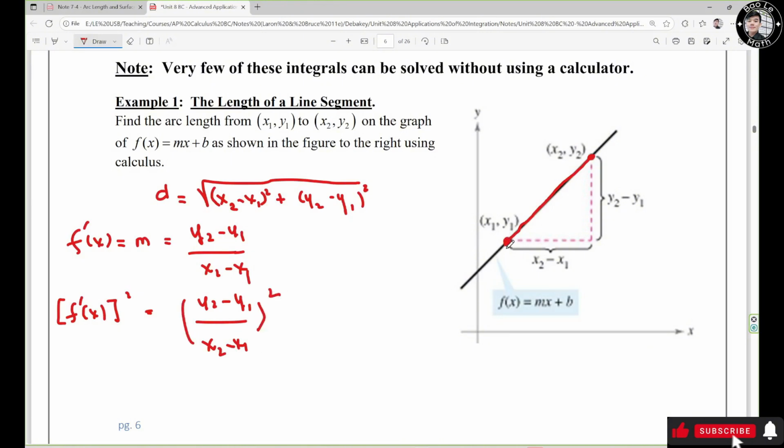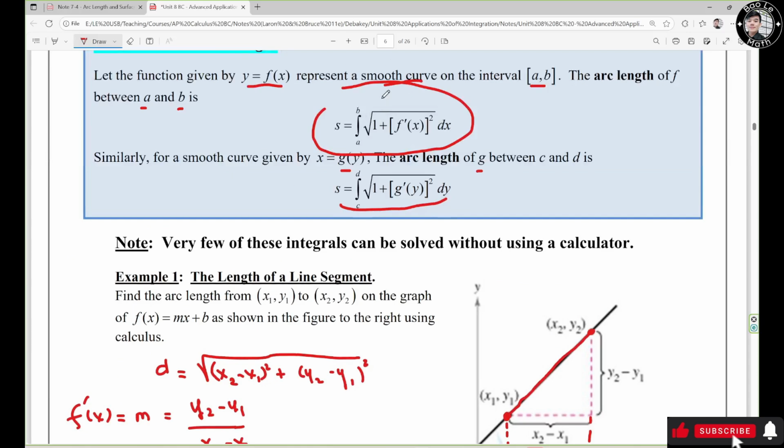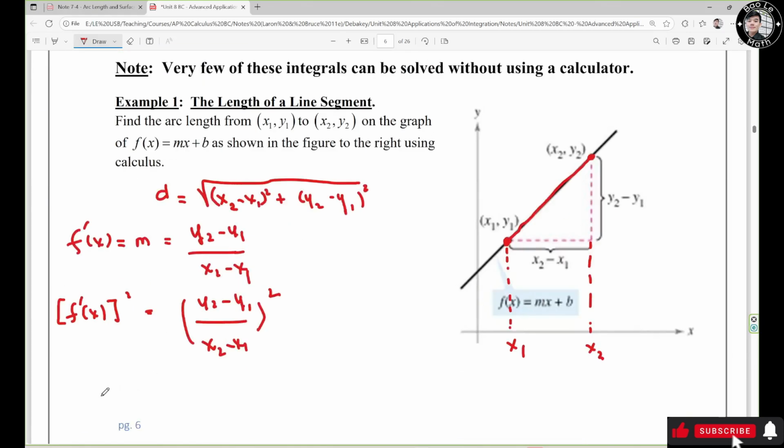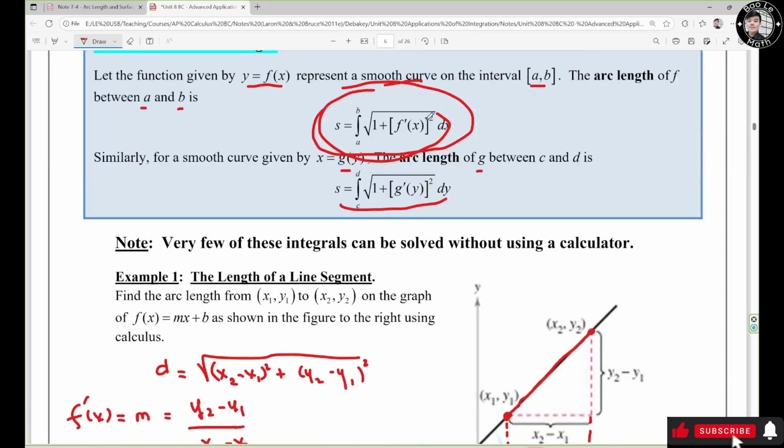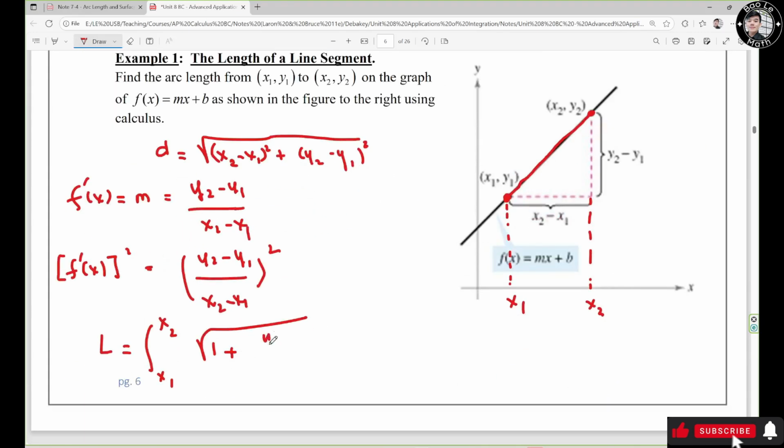Now the left endpoint has the coordinate x1, and the right endpoint has the coordinate x2. So by the arc length formula, we have arc length equals the integral from x1 to x2 of the square root of 1 plus f prime of x squared. The formula says that, so it could be ((y2 minus y1) over (x2 minus x1)) all squared.